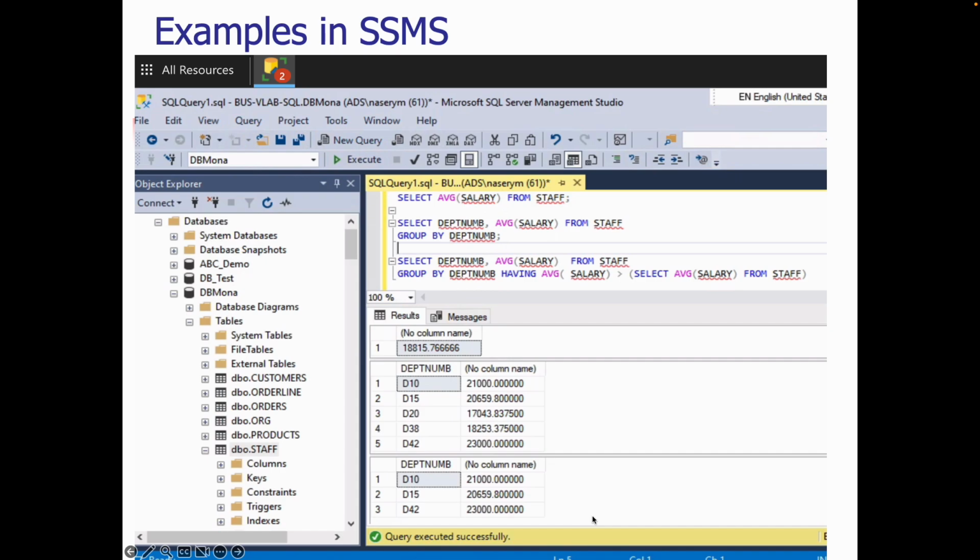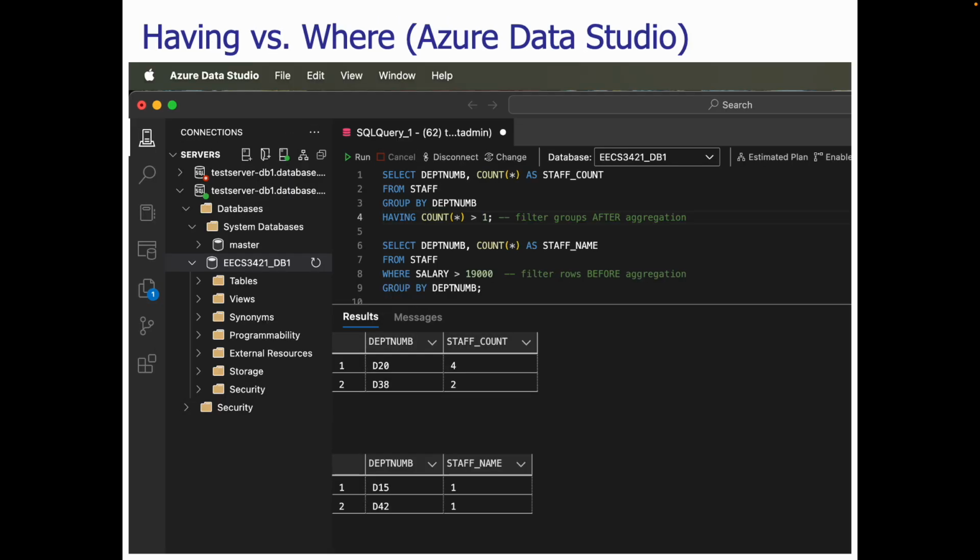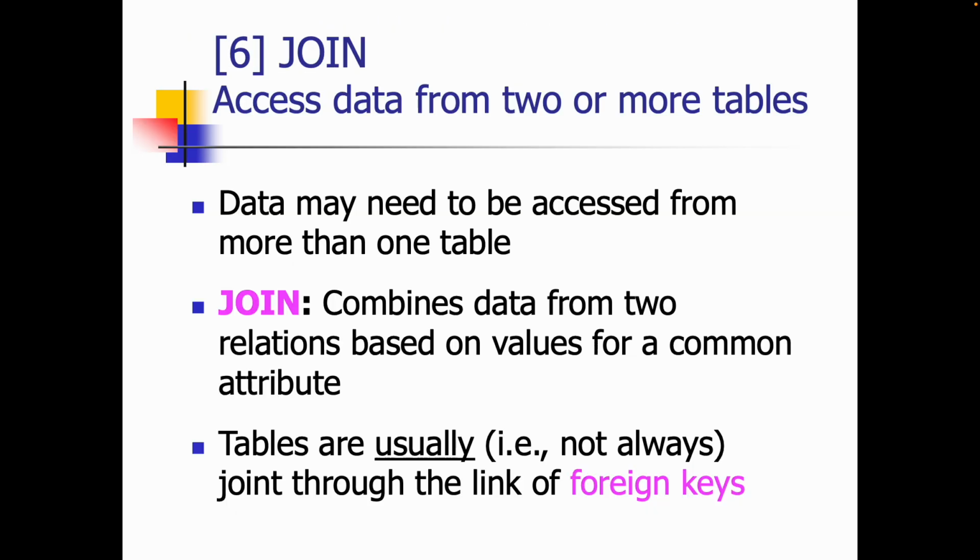Do you have any questions? Was that clear? When to use group by, when to use where, and when to use having? Having is applied after aggregation, but where can be used before aggregation. So these are just more examples that we already covered.